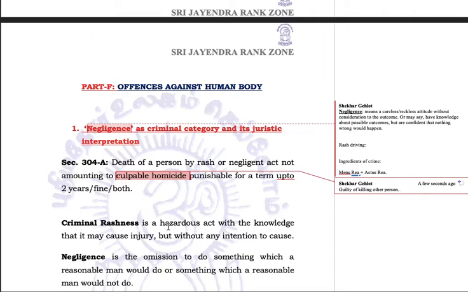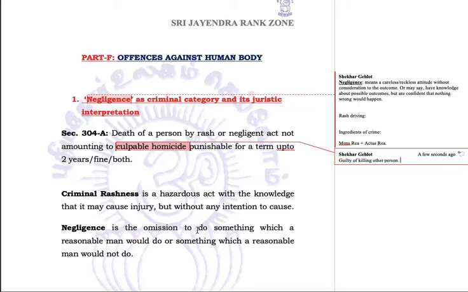Criminal rashness is a hazardous act done with the knowledge that it may cause injury, but without any intention to cause it. Just like we discussed, you know that your action could cause some injury, but you do not have any intention to cause it. Negligence is the omission to do something which a reasonable man would do, or doing something which a reasonable man would not do. Negligence is also just like rashness. You are supposed to do something, you did not do it. You were not supposed to do something and you do it.